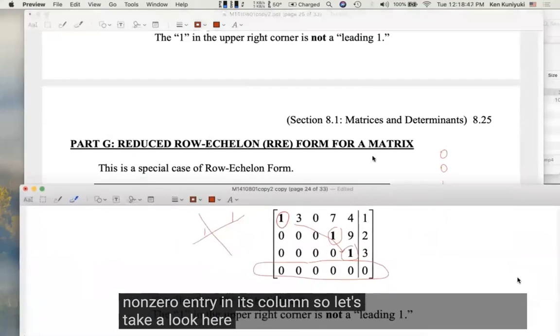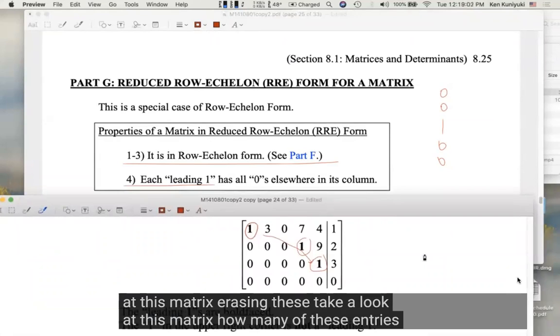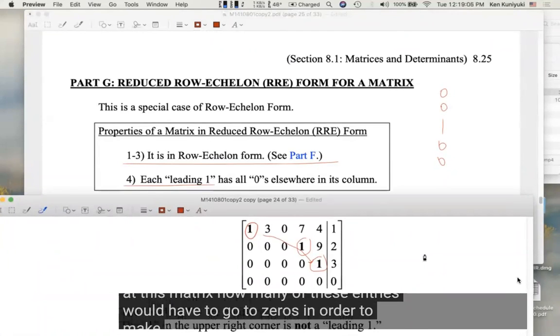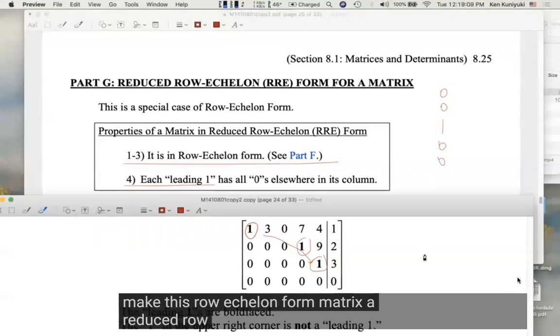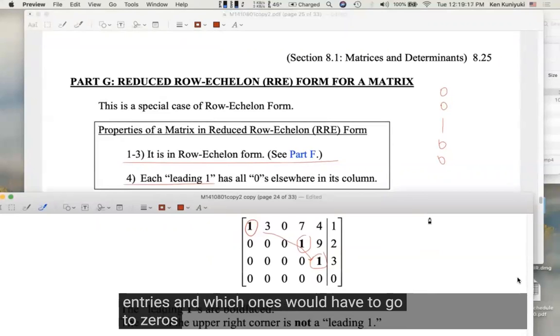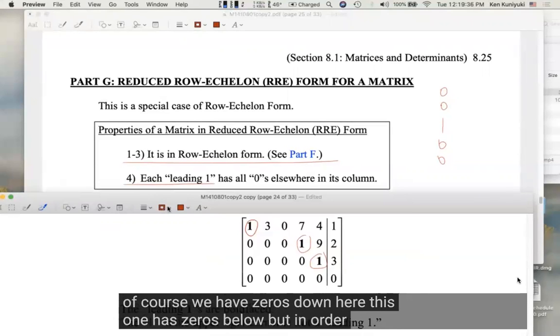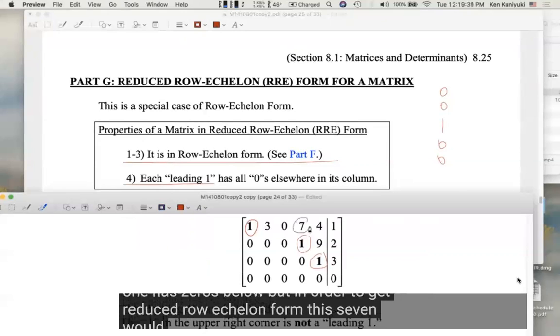So let's take a look at this matrix. How many of these entries would have to go to zeros in order to make this row echelon form matrix a reduced row echelon form matrix? How many entries and which ones would have to go to zeros? Look at the leading ones. This one is already on top of its column, and of course we have zeros down here. This one has zeros below, but in order to get reduced row echelon form, this 7 would have to go to a 0.